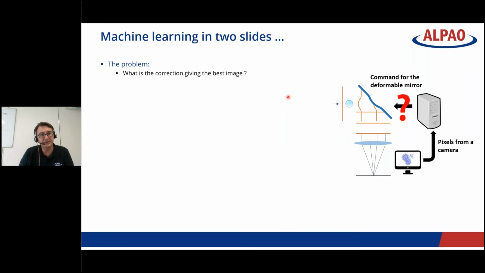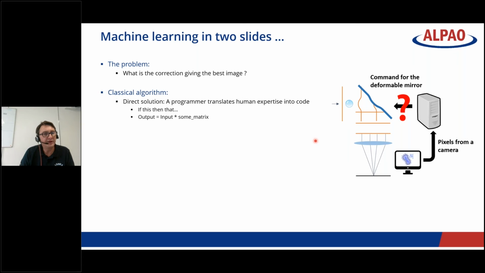So you see again the same simple layout of an adaptive optics system, and as we explained, the question is, you have some signal, camera pixels from the camera, for example, and how do you compute the command, the signals that you will send to each actuator of the wavefront corrector? This is a problem. We've seen that there are some classical algorithms. So it's a direct solution.